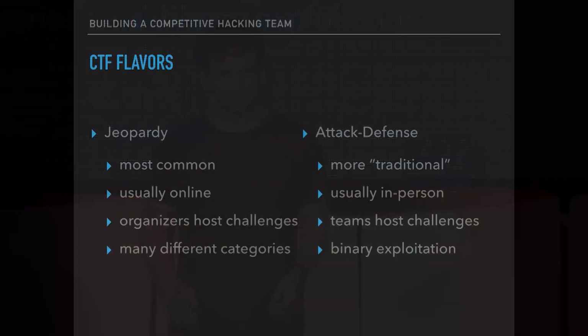So in Jeopardy, the organizers host all of the challenges. They create these challenges, and they run them themselves on their own servers. Whereas in Attack Defense, the teams host the challenges. The organizers write them, but as a team, it's your responsibility to make sure the challenge is running and make sure that no one's hacking into it. There's a lot of different categories in Jeopardy. And in Attack Defense, it's basically just binary exploitation.